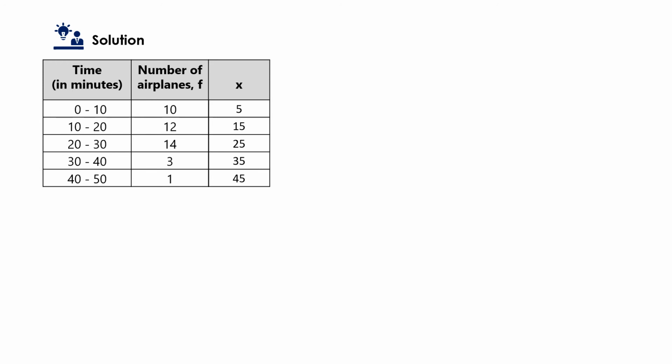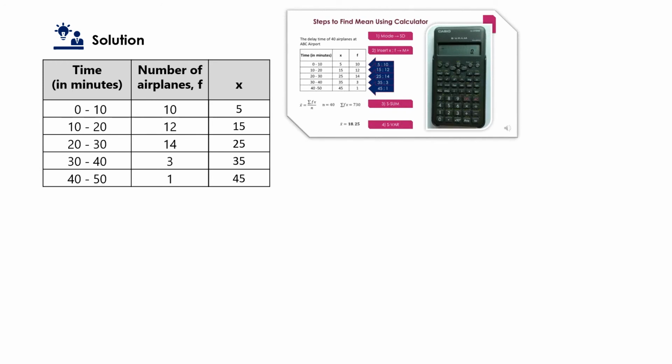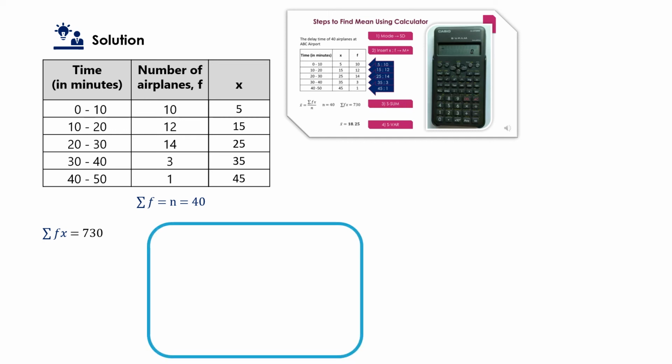Okay, before that, you can refer back to the video of example finding mean for group data, in which we have learned how to substitute the data into the calculator. So based on the video, we obtain total of f or n is equals to 40, and summation of f times x is equal to 730. So based on the formula of standard deviation, we have to find summation of f times x squared.